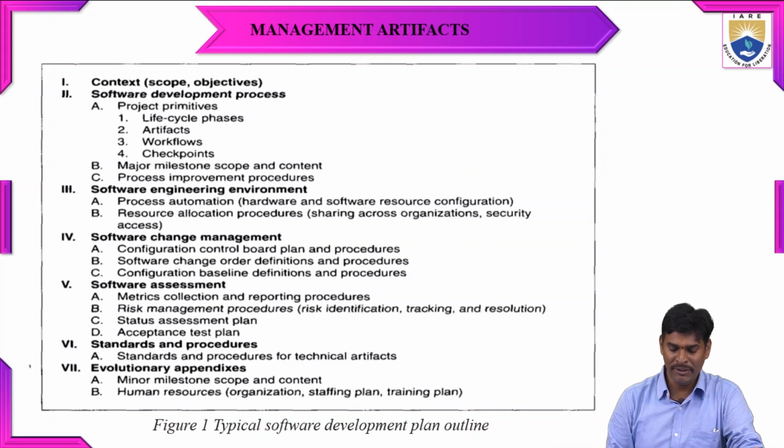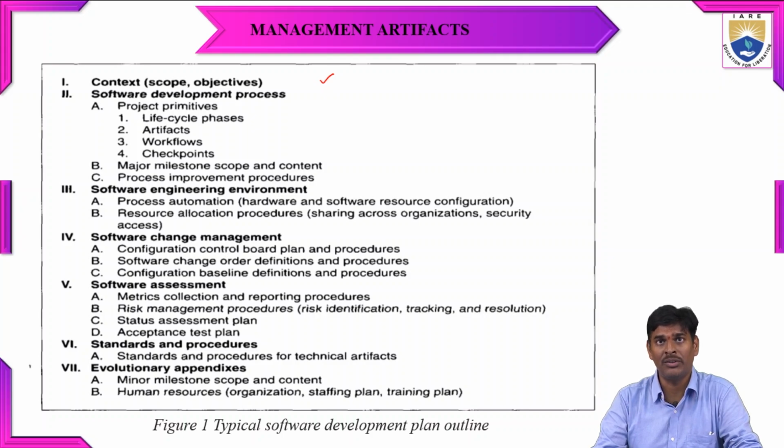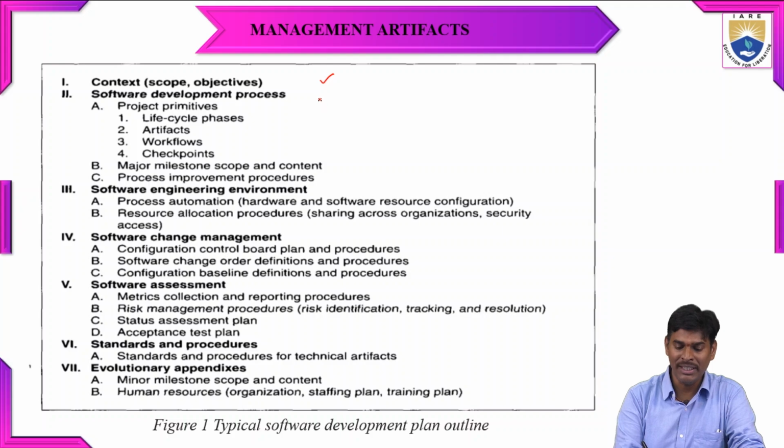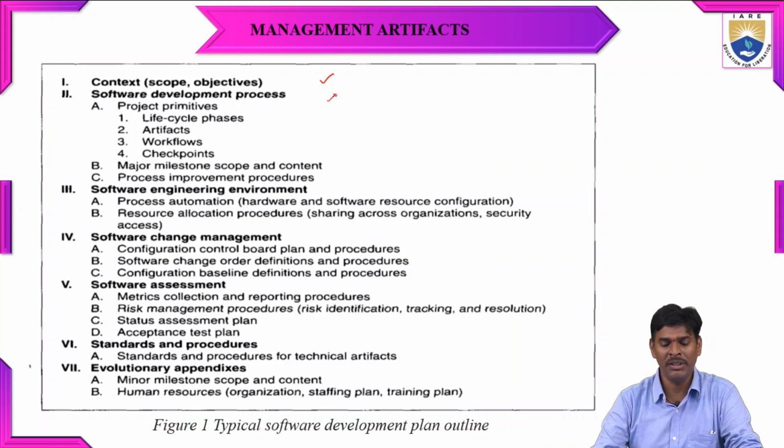In this diagram, we have a software development plan layout. The first thing is to verify the scope of this software, to whom it will be helpful, who the target persons are, and what the main objective of the software development plan is. The next one is the software development process. They need to verify the different types of processes or phases which will affect the software development process.